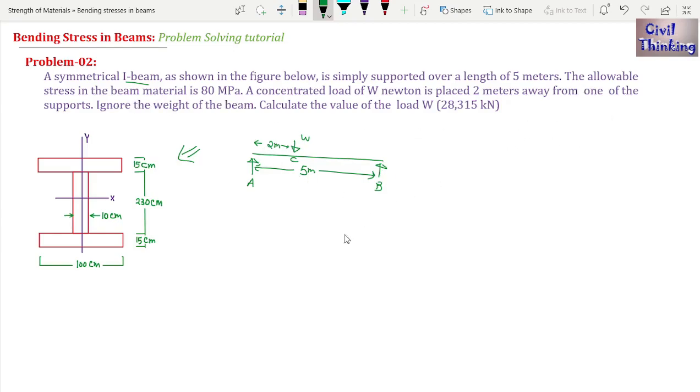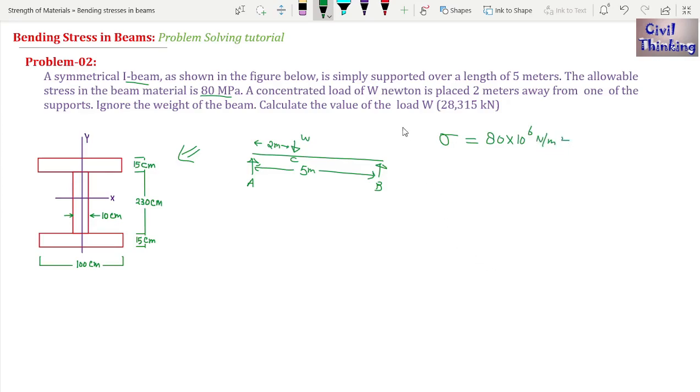Now you see, when you apply this load W on this beam, it will try to bend the beam, right? Because of that, there will be a bending stress, and the maximum or allowable bending stress, sigma, is 80 megapascal. Let me say it is 80. Now mega means 10 power 6 pascal. Pascal means Newton per meter square.